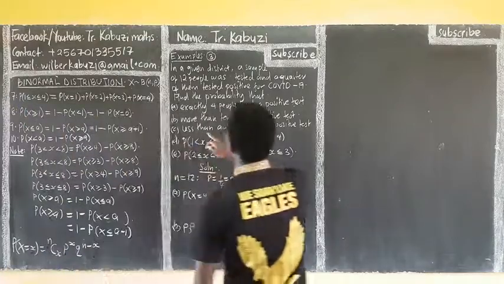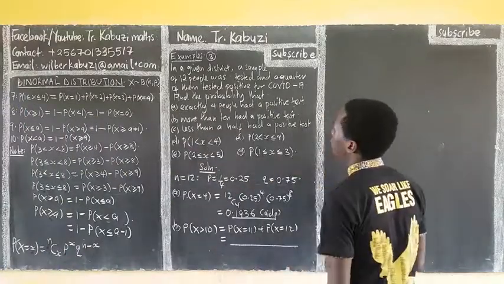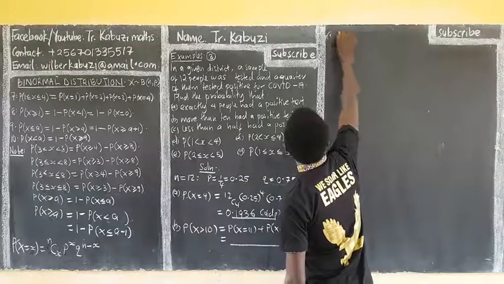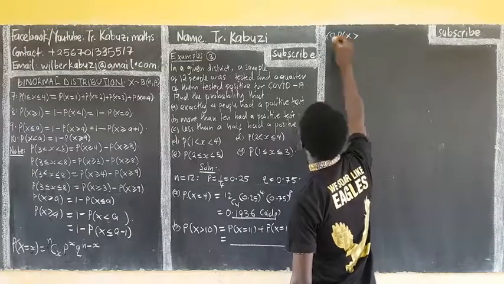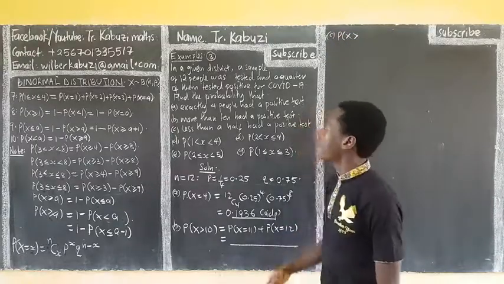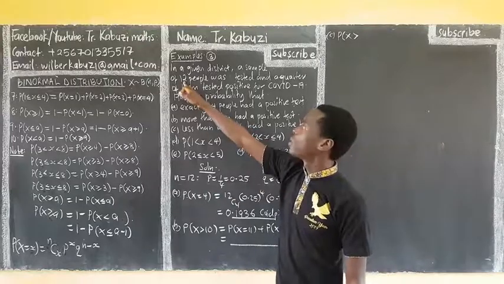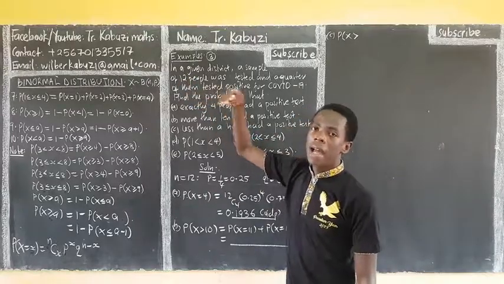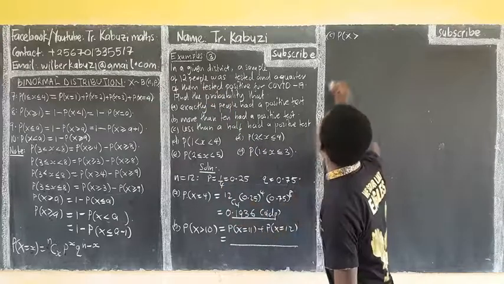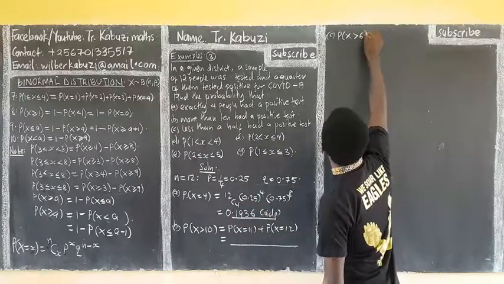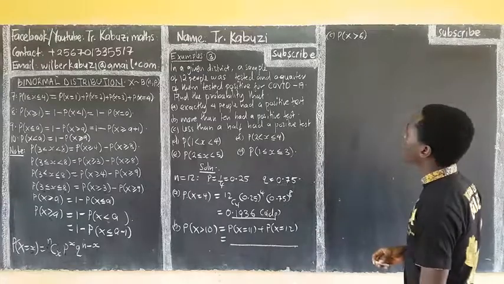When I come to this, more than a half had a positive test. So in our part C, more than a half. What do they mean by a half? The sample was 12, so a half of them is 6. So more than a half, that's the value we have there.